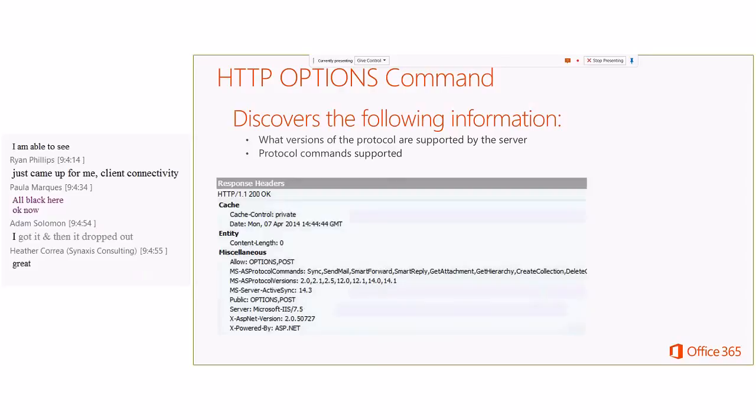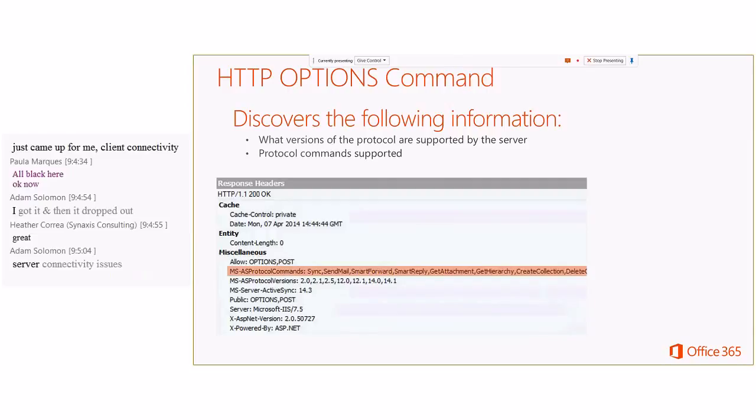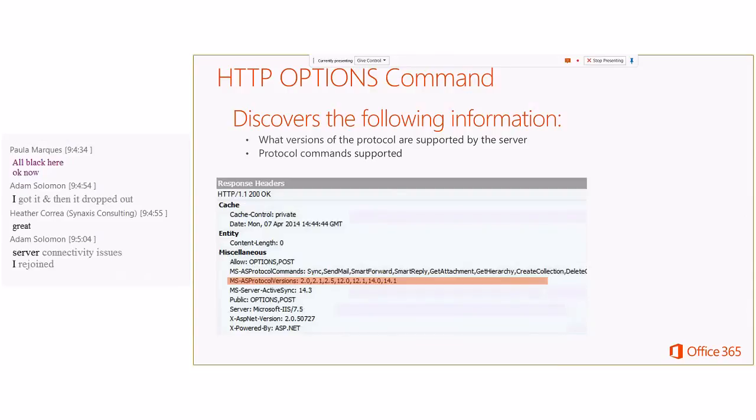You can see on this line all the available commands that the device, or the client, can use. And here's a list of all the ActiveSync protocol versions. The client should use the highest version of the protocol that the server responds to that it can also use, which at this point in time is 14.1.